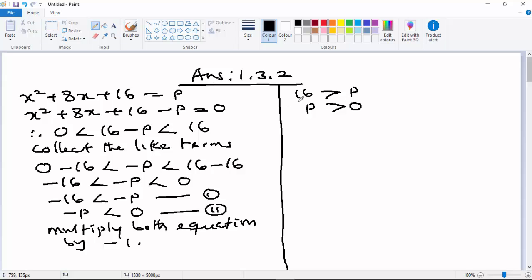But we can rewrite our equation. 16 greater than p is still the same thing as p less than 16. And p greater than 0 is still the same thing as 0 less than p. We can combine the two inequalities together, which will give us 0 less than p less than 16. So that's the end of the solution to question 1.3.2.